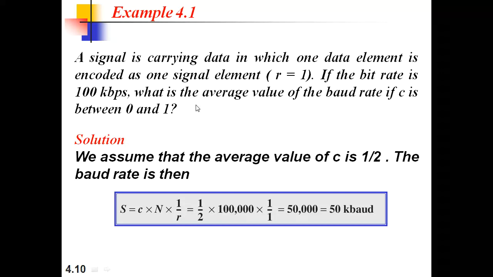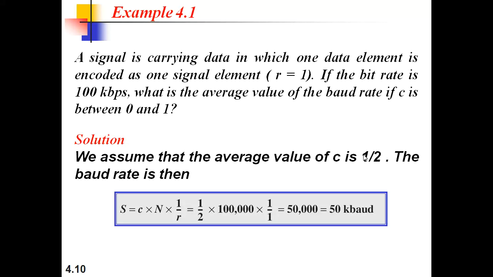Here we have a problem on this. A signal is carrying data in which one data element is encoded as one signal element, so small r is equal to 1. If the bit rate is 100 kbps, what is the average value of the baud rate if c is between 0 and 1? We assume that the average value of c is 1 by 2. The baud rate is then calculated as capital S is equal to c into N into 1 by r, where c is assumed to be 1 by 2, into capital N.